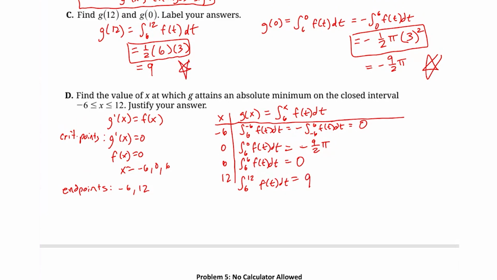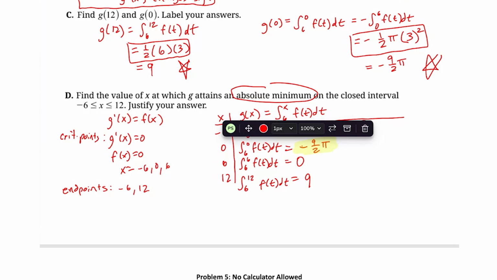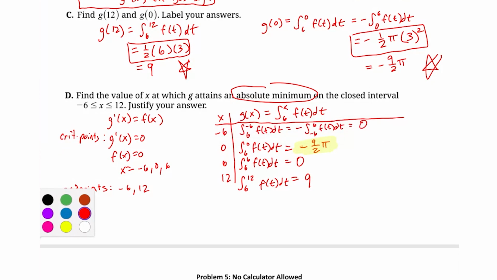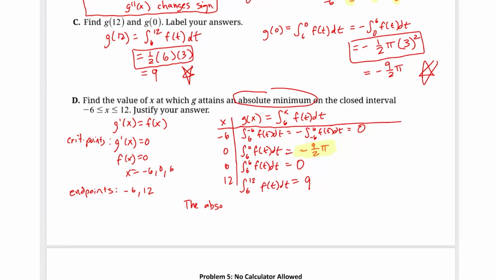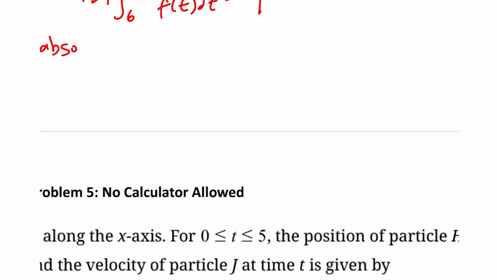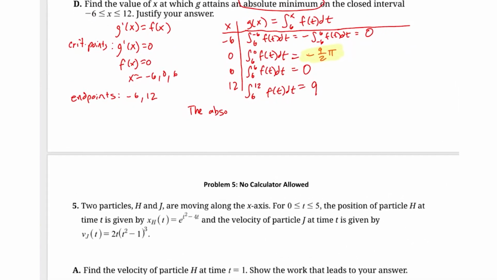Okay, so if we're looking for the absolute minimum, we're looking for the smallest value on this list, and that's going to be negative 9 pi over 2. Okay, so we want to say something kind of similar to what we said on problem number 1. I'm going to say the absolute minimum, whoa. What happened there?